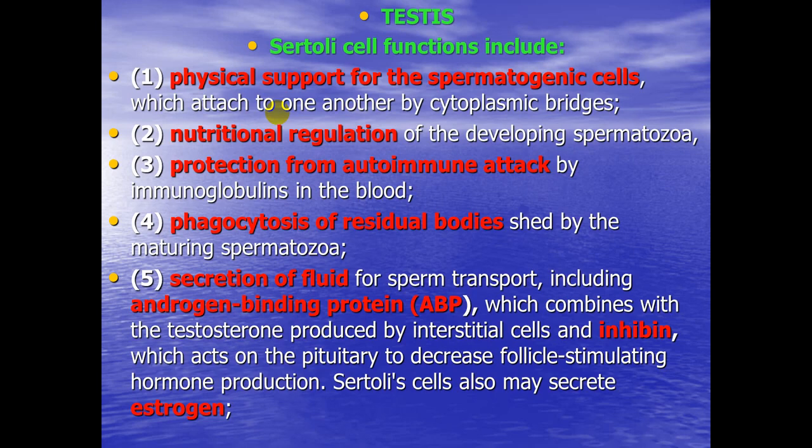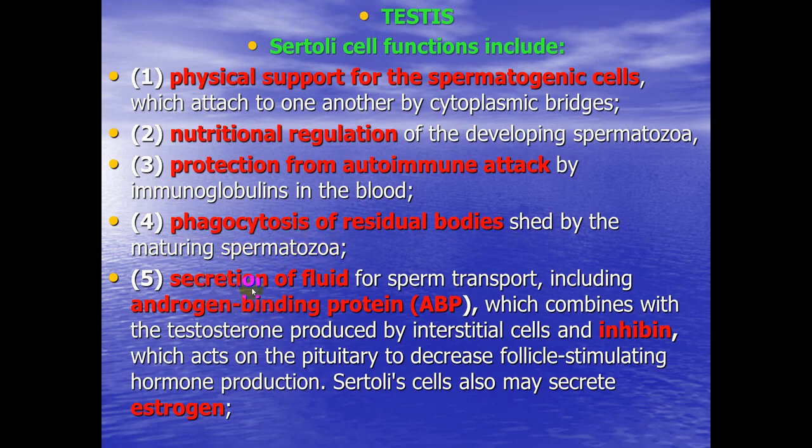It appears as a huge mass of cells which are connected with one another by thin bridges of cytoplasm. The physical support for this syncytium is also provided by the Sertoli cells. Then, second function, nutritional regulation of the developing spermatozoa. Also protection from autoimmune attack by the barrier I told you about 2 minutes ago. Also phagocytosis of the residual bodies shed by the maturing spermatozoa. Later I'll explain this.